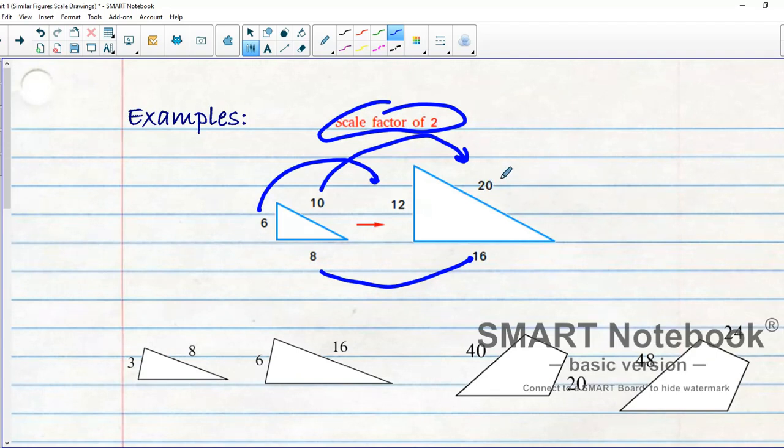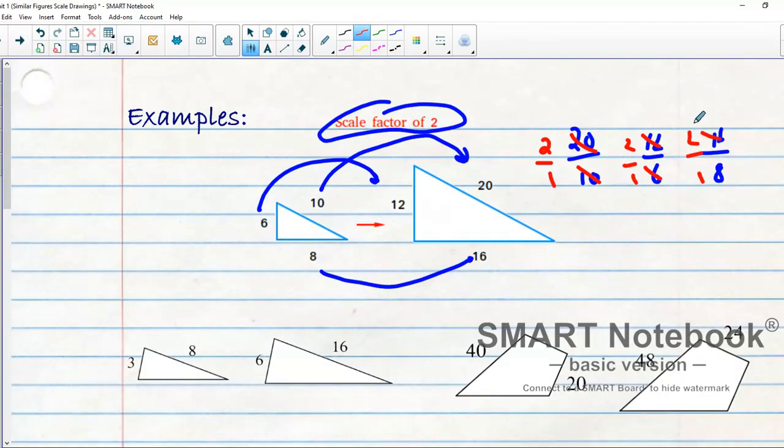Now, there's another way you can look at it. You could take the second shape, divide it by the first side, like this, or take the 12 and put it over the 6, or put the 16 over the 8. What do you think they all reduce to? Yeah, 2 over 1, right? You see that? So the scale factor, therefore, is 2.